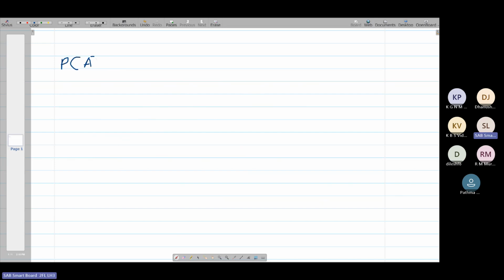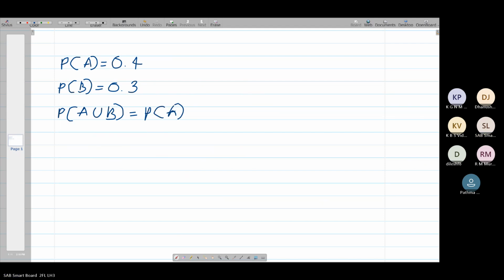Probability of A and probability of B is given. The question asks A or B. It means A union B. Okay. Then probability of A is 0.4, B is 0.3. It also says these two events are mutually exclusive. It means there is no intersection. And then how do we get the union? Probability of A plus probability of B.